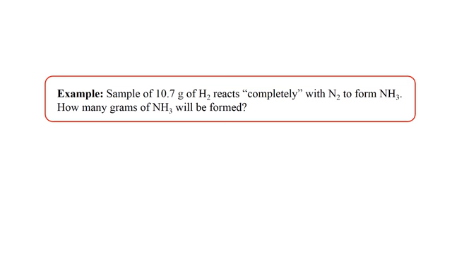Then, the amount of one substance in a reaction is given or known, and your task is to find the amount of another substance in a reaction. Such a question is called a stoichiometry problem.